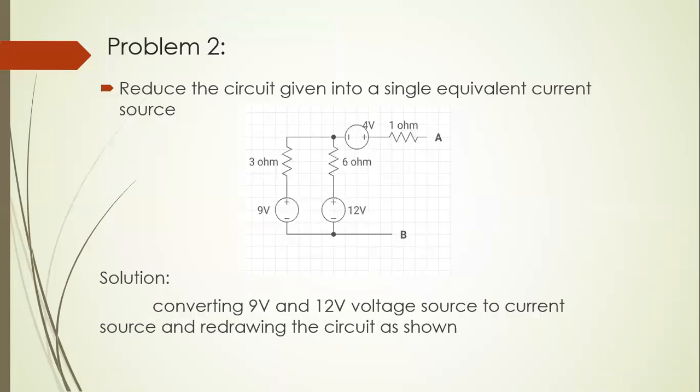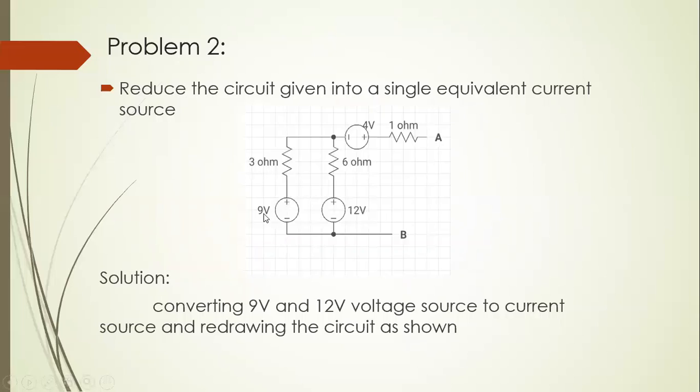Moving towards the next problem. Reduce the circuit given into a single equivalent current source. So the previous problem was reduction into a single voltage source. This is nothing but a single equivalent current source we have to reduce. You can see the 9 volts, 3 ohms, and the equivalent source between the terminals A and B.